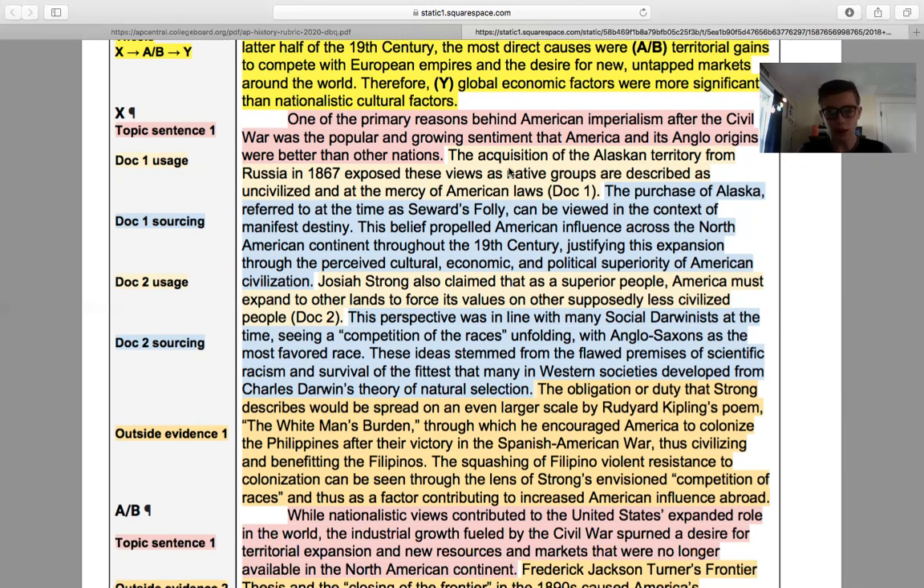So you see what they did here. They took the event we're talking about, the Seward's Folly, and then they took a different event that can kind of contextualize what we're talking about.